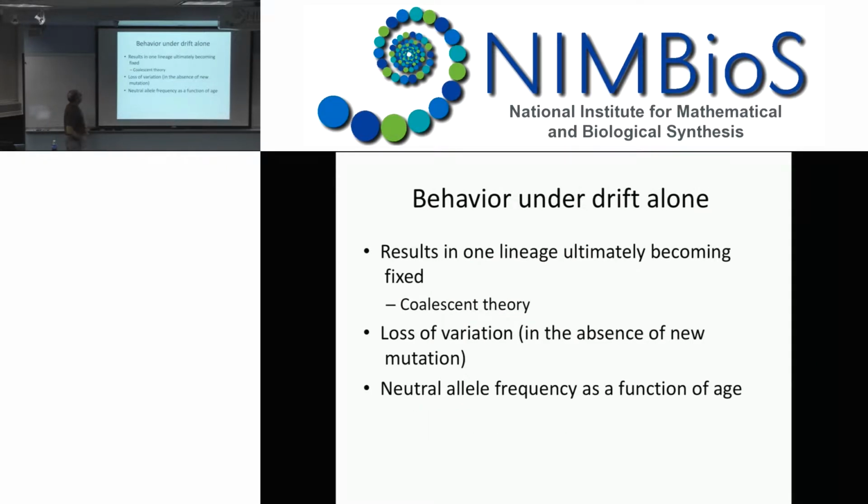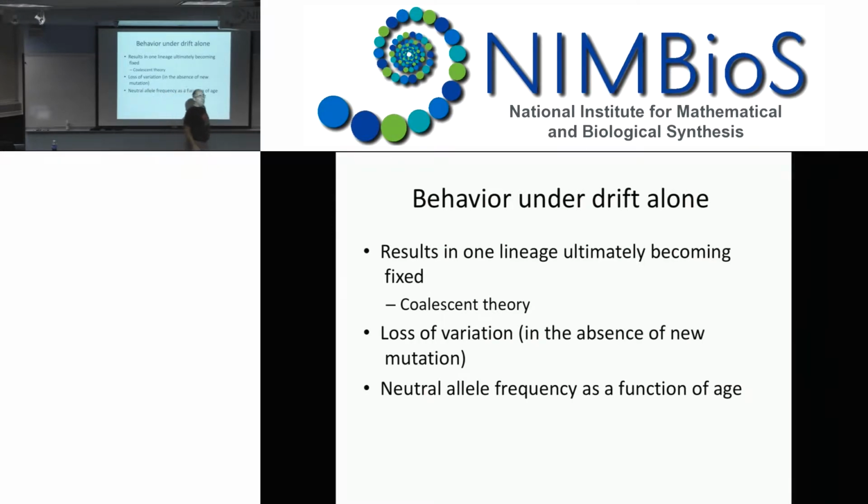Also, no population structure. So what's the behavior if I introduce a new allele? What's the behavior under drift alone, simply drift? Well, it results in one lineage ultimately being fixed. This is coalescent theory. Let's frame it this way.